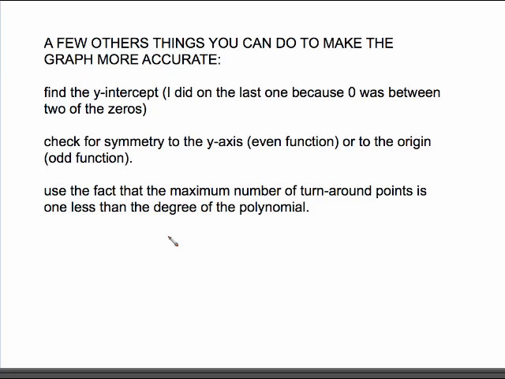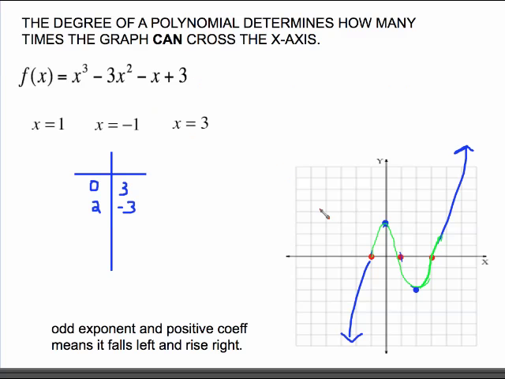This is something we haven't talked about yet, and that is the maximum number of turnaround points is always one less than the degree of the polynomial. Turnaround refers to reaching a peak and then turning around and going back down to the bottom, turn around and go back up.